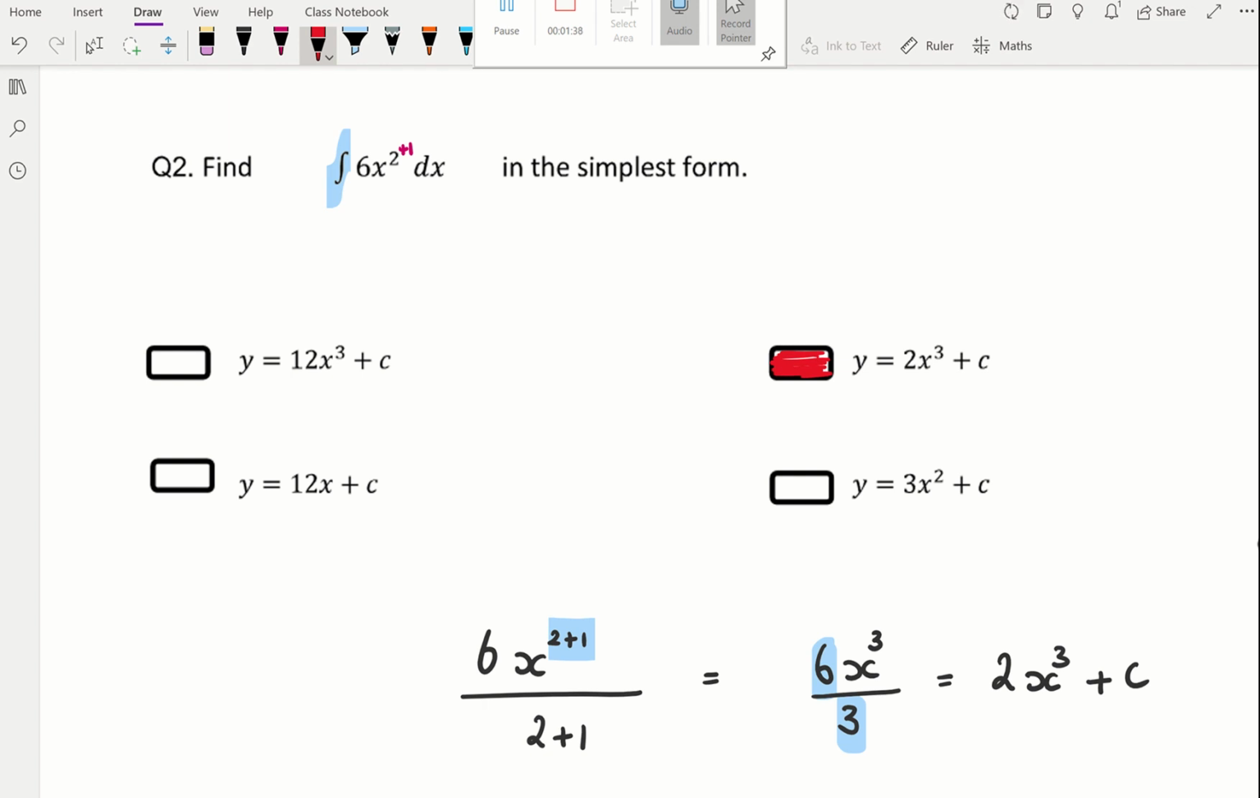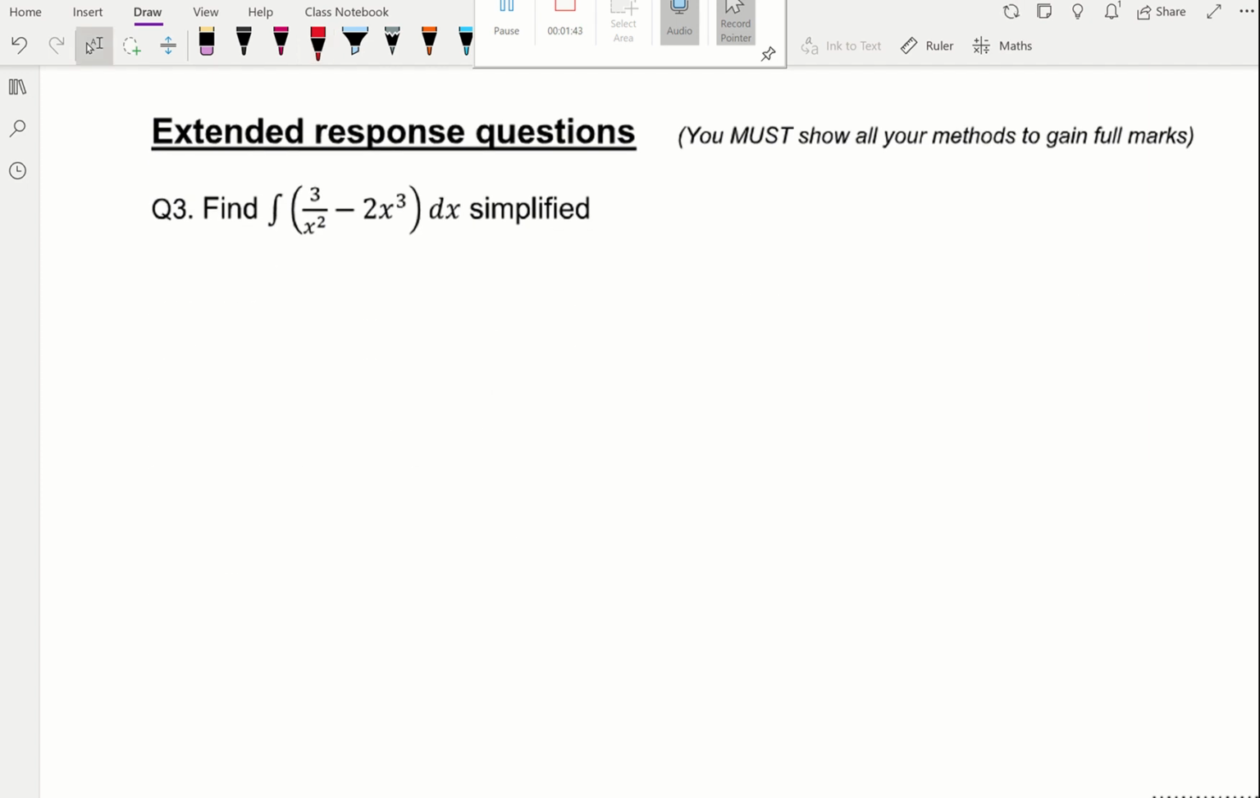So it is there. And then we are going to get to the extended response questions. And it wants you to apply what you have done. So before you integrate, you have to turn this into exponent form. So this is the integral of 3x to the power of negative 2 minus 2x cubed dx. And then I need to add 1 to the powers.